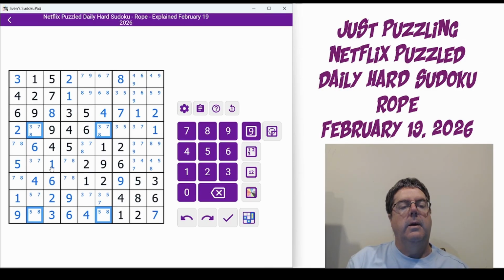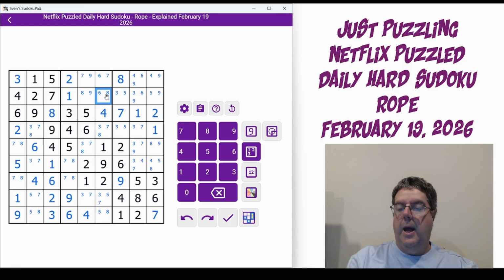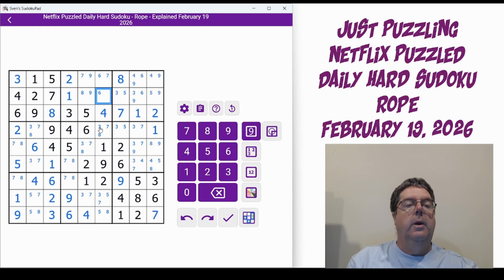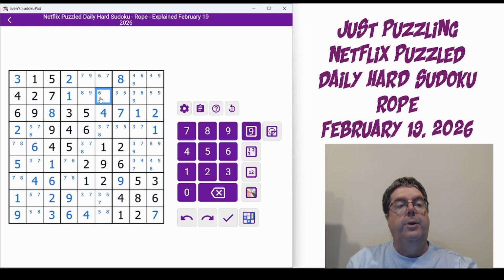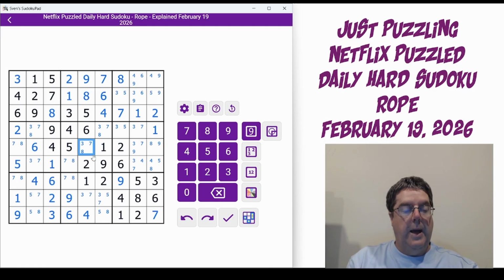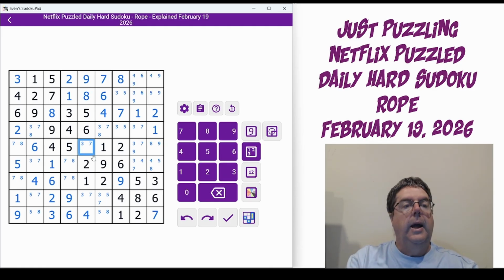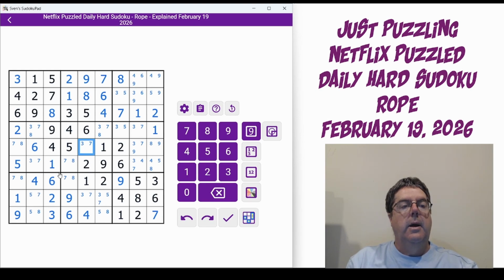8. Oh, and also up here. So this can't be an 8 because of the X-wing. So that's an 8. So that becomes a 6. This becomes a 7 because it can't be a 6. This becomes a 9 because it can't be a 7. And this becomes an 8 here. So this now can't be an 8 here. 8's there, 8's there. So that's there.